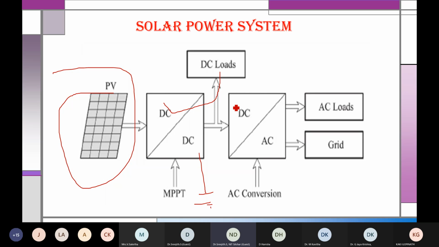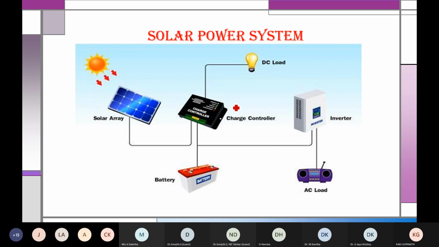Okay, so this is our solar system. Okay, solar panel, power converters. Okay, this is how solar power is there, charge controller is there, inverter is there, DC load will be there, and AC load will be here.